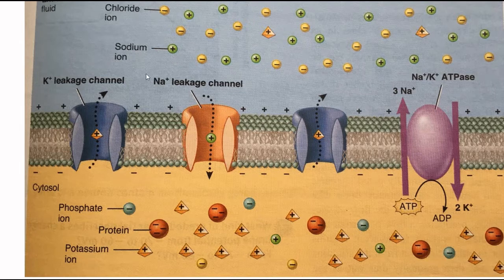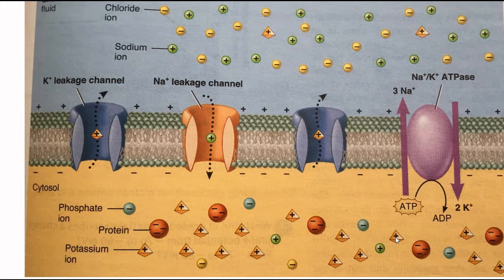Now, there are also leakage channels. What that means is they can leak through. They're not being pumped, they passively diffuse through. This image is trying to represent that. There are more potassium leakage channels than sodium leakage channels, which means you're going to have more potassium leaking out than sodium leaking in. We've also got a sodium-potassium ATPase pump. It's called that because it requires ATP, and it moves 3 sodium out and 2 potassium in. So, how does the process work?